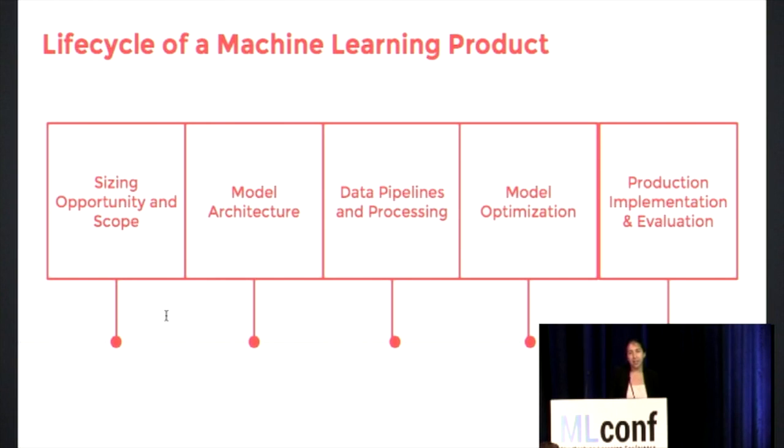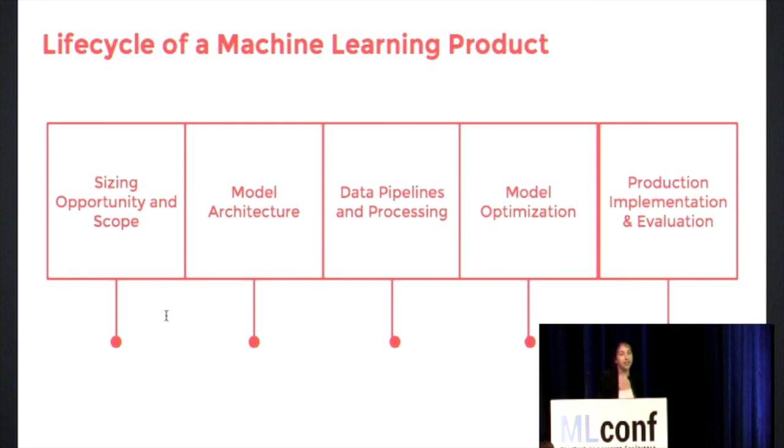Okay, so how do we think about the life cycle of a machine learning product? The first step in any product is sizing opportunity and scope. And so this is where we say, okay, we have this idea. How do we know that this is a good idea to the best of our ability, right? We're never going to know for sure until we try it, but how can we make an educated guess and a data-driven guess on whether this is the right investment?